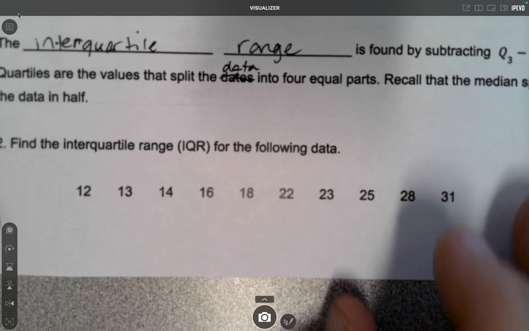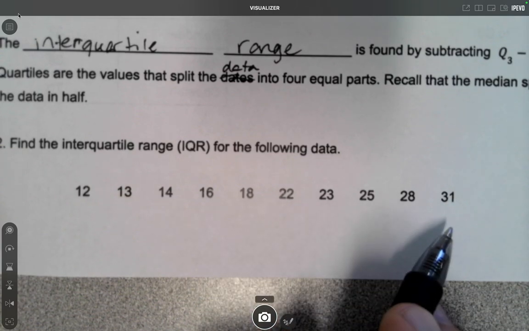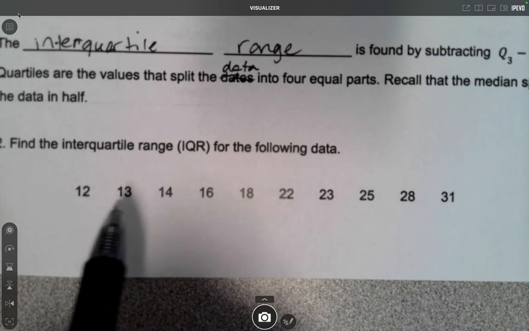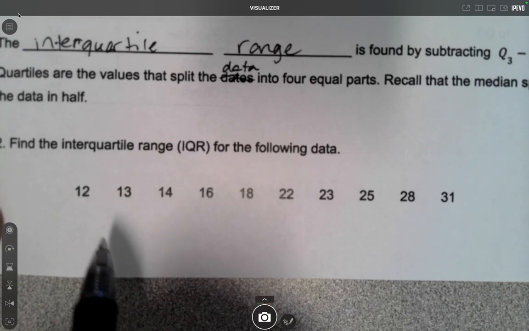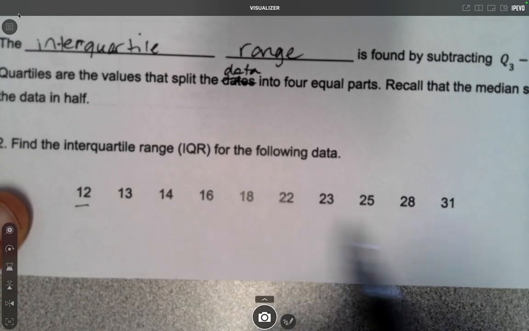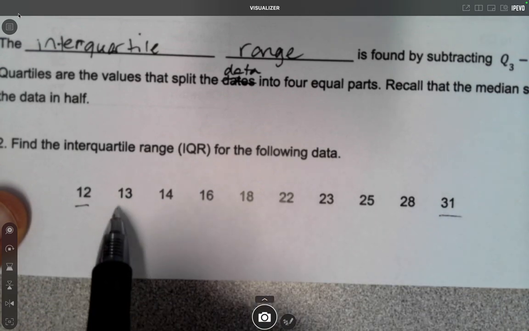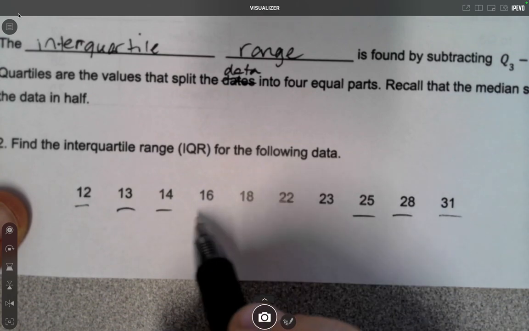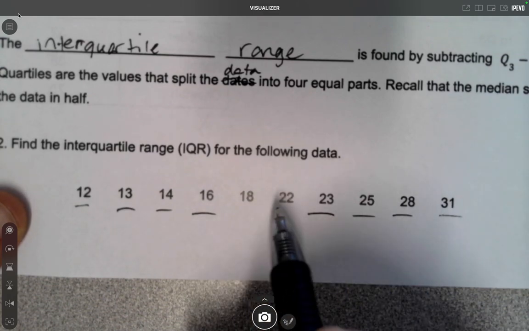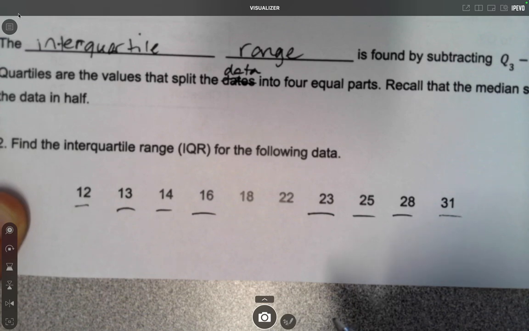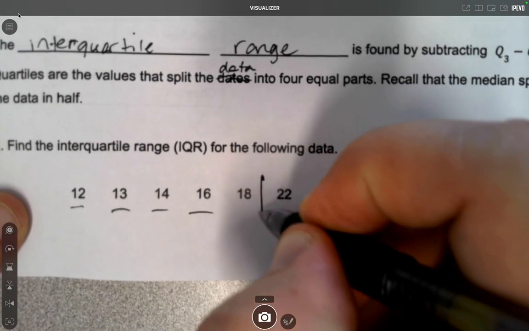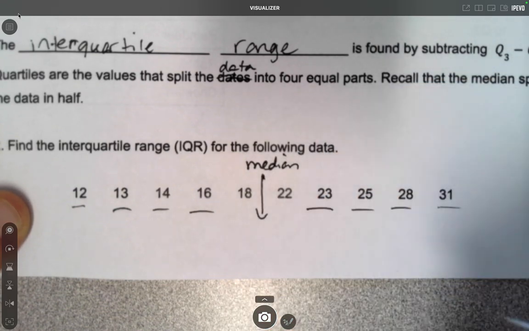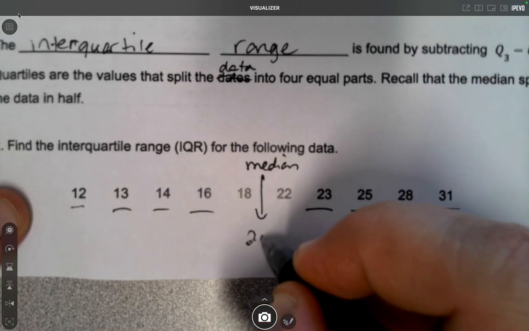So we'll start by finding the median. Now I went ahead and put these in order like we've done before. So I'm just going to underline instead of cross out because we will need these in just a second. So as I look, underline 12 and 31, smallest, biggest, smallest, biggest, smallest, biggest. So the median is going to be halfway between 18 and 22. So our median, 18 plus 22 is 40. 40 divided by 2 is 20.